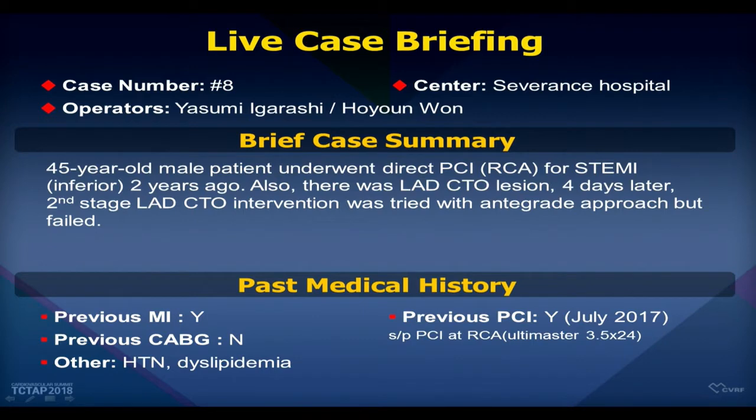A 45-year-old patient underwent PCI for a STEMI 2 years ago, but there was an LAD CTO lesion. Four days later, a second-stage LAD CTO intervention was tried, but it failed. He had MI 2 years ago, and hypertension and dyslipidemia. He was implanted with a stent at the ICA. Next.